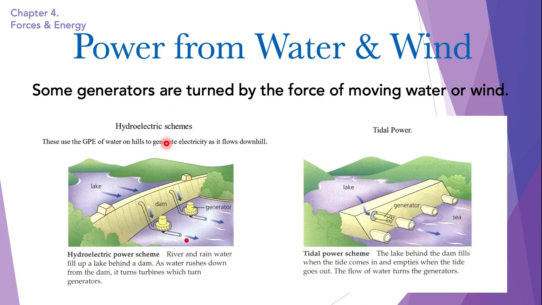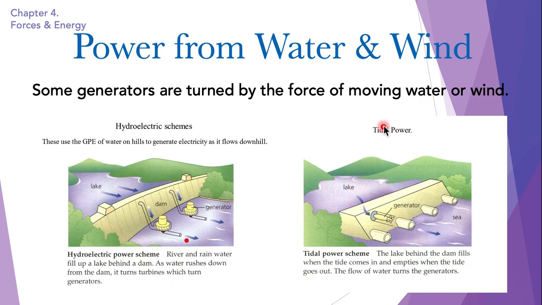So we have the hydroelectric schemes. These use the GPE of water on hills to generate electricity as it flows downhill. River and rainwater fill up the lake behind this dam, as you can see. And as water rushes down from the dam, it turns turbines, which turn generators.